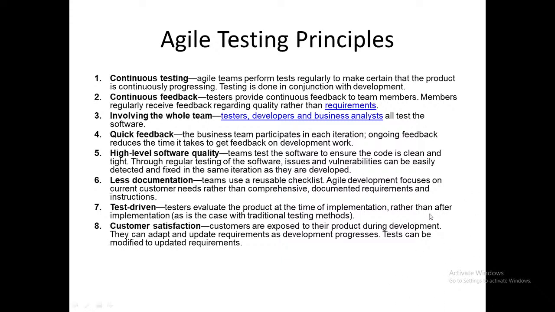Agile development focuses on current customer needs rather than comprehensive documentation, and testers evaluate the product at the time of implementation rather than after implementation. Most traditional projects first develop and then test, but here we develop and test in parallel, continuously. For customer satisfaction, customers are exposed to their product during the development.